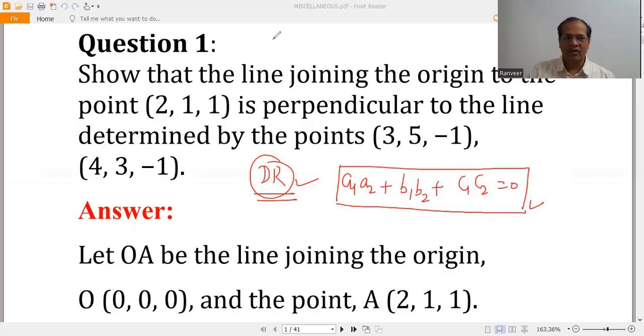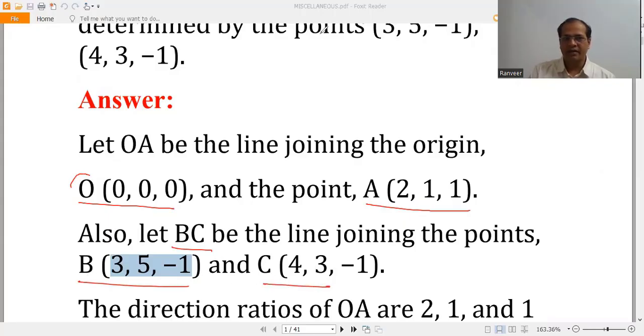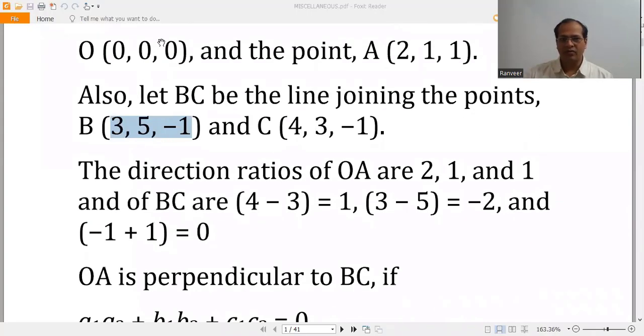So first of all, let the origin be O and the given point be A (2, 1, 1). Same way, BC is the line joining the points B and C. First we find the direction ratio of OA. OA is nothing but 2, 1, 1, because 2 minus 0, 1 minus 0, 1 minus 0. This is the direction ratio of OA.